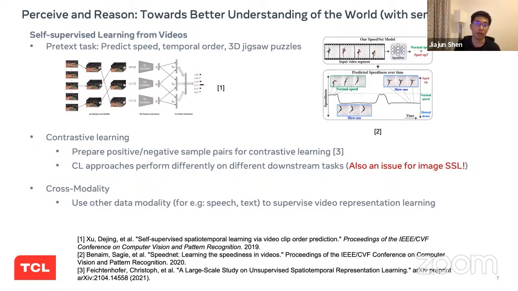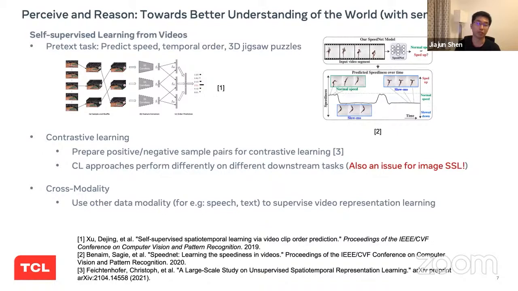Now, perceive and reason, we talked about: folks have been working on images and combining natural language and computer vision tasks together. We think we want to move it one step further. We want to learn from every video without annotation. So this is basically about self-supervised learning from videos. Lots of folks have shared the same vision. There are already lots of works in this line.